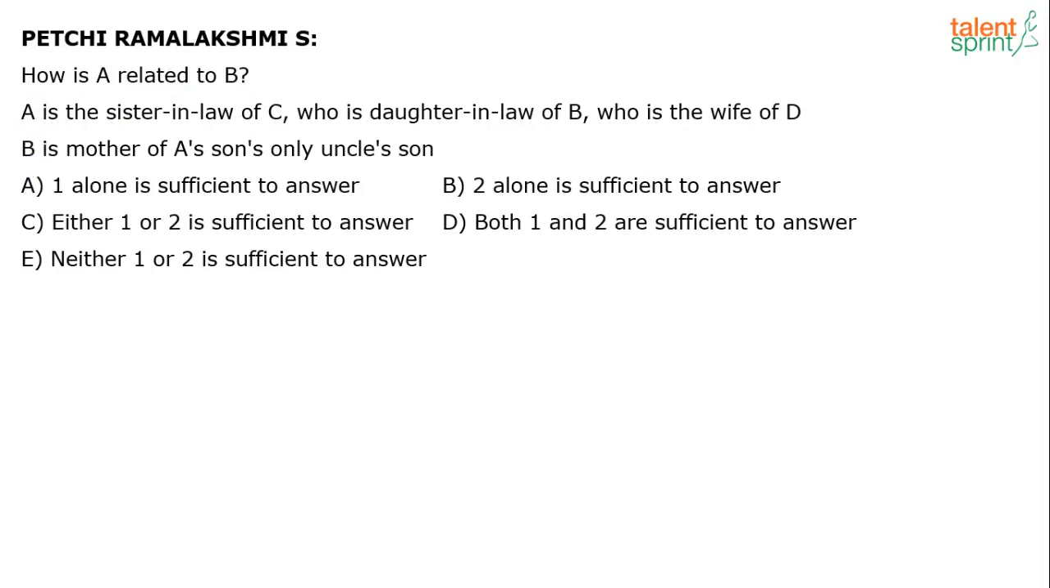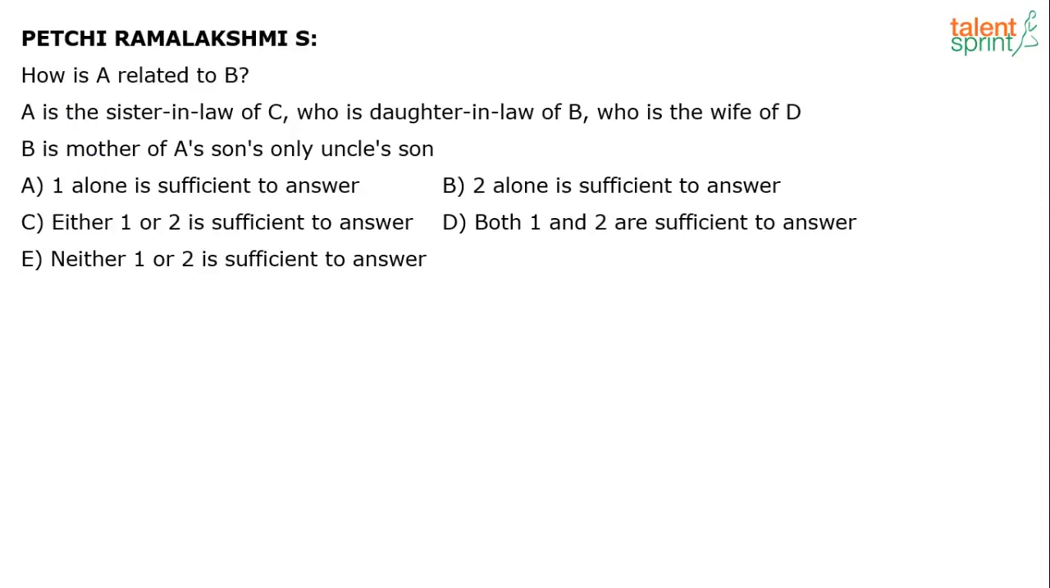What is statement 1? A is the sister-in-law of C, who is the daughter-in-law of B, who is the wife of D. And statement 2 says B is the mother of A's son's only uncle's son. So I think we'll have to draw the family tree for both of them, each one of them, and then see which one gives us the answer. Or we may have to go for a combination.